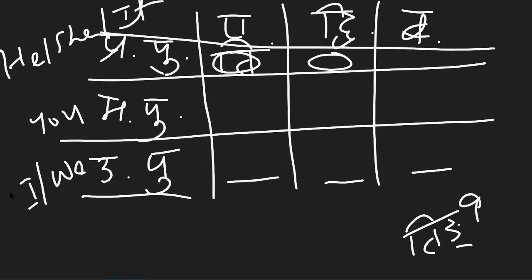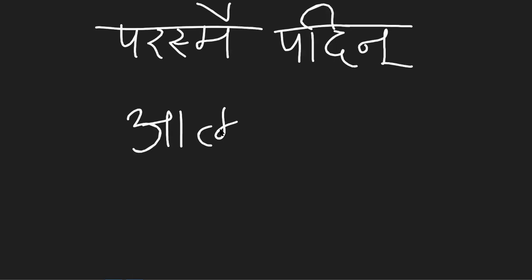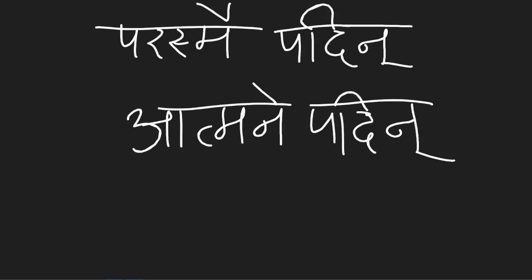But now the thing is, you said 18, but there are only 9, no more, right? It is 18 because there are two types of dhatus: Parasmaipadi and Atmanepadi, and Ubhayapadi also is there. For each of these, there are 9 different pratyayas. For this there is 9, for this there is 9. So that's why it is 18.